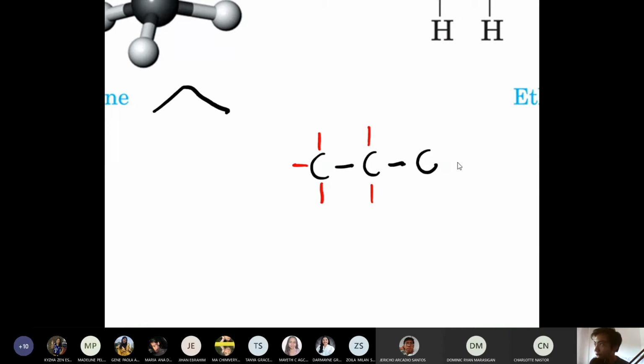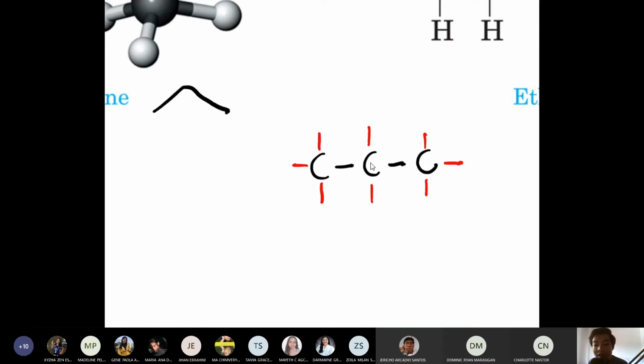No? And lastly, itong carbon sa dulo, ilang bonds meron siya? 1. So, ilan pa kaya? 'Di ba 4, no? So, 4 minus 1 is 3. Okay? Okay, so once we are done showing the valency of your carbon, kung ilan yung kaya niya kabitan, what's next is for us to place the hydrogens.